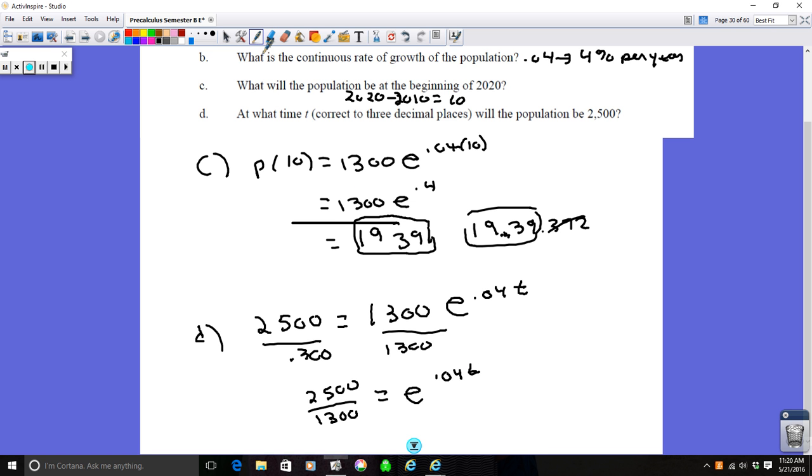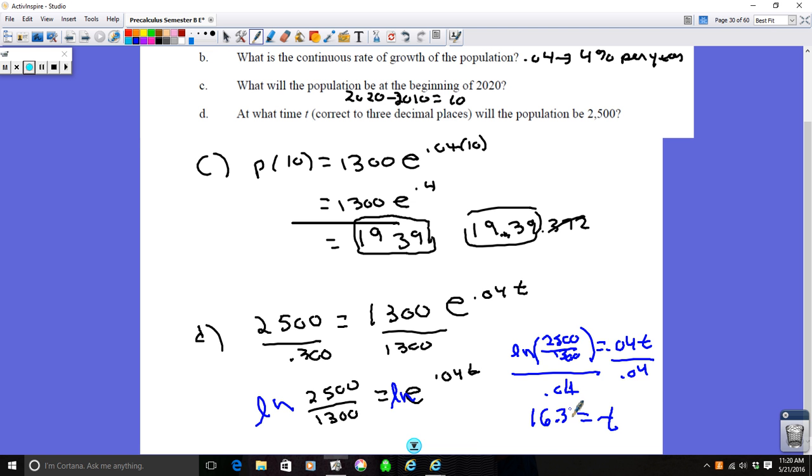So you can drop and crisscross, or you can just take the natural log of both sides. So this is going to be ln of whatever 2,500 divided by 1,300 is, equaling 0.04 t. And then you're going to take that answer, divide by 0.04. So again, this is the calculator problem, so just go ahead and plug that in. Take the natural log of it, divide by 0.04, and it's 16.348 years.